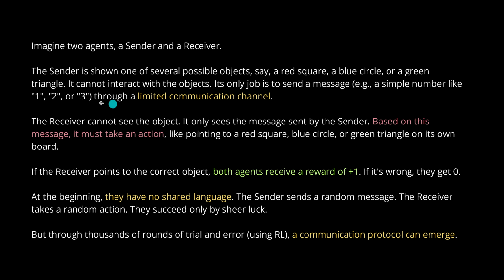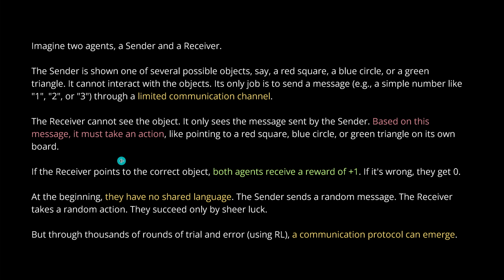Now, on the other hand, you have the receiver. The receiver cannot see those objects. It can only see the messages sent by the sender. Based on this message, it must now take an action. And you see exactly here are our two agents. Now it must take an action, a control action, like pointing to a red square or pointing to a blue circle or whatever on its own board.